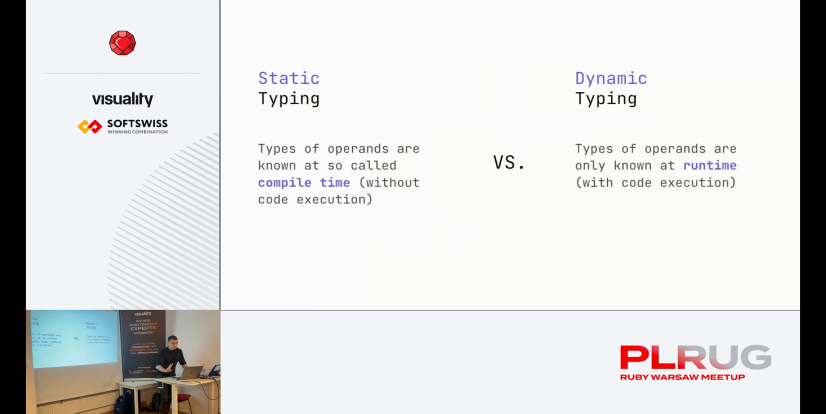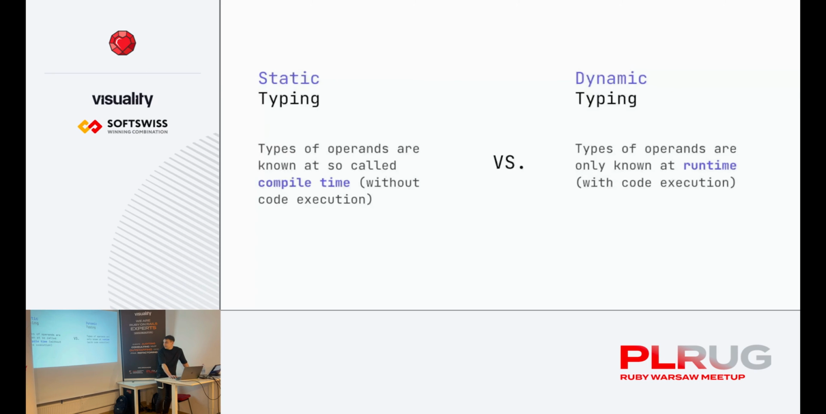So there are two types of typing. There is static typing and there is dynamic typing. And static typing is simple. Static typing is when you can predict and know the types of your operands without actually running your program. It happens by looking at your source code. And dynamic typing is the completely opposite, so you have no idea what issue you will face until you actually run your application.